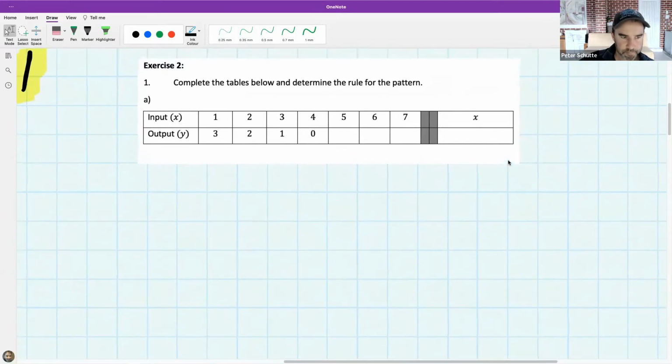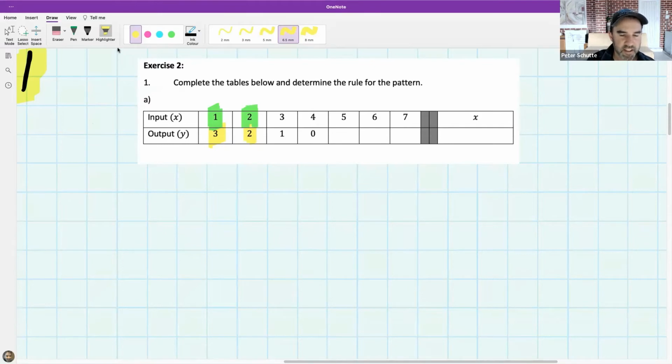Let's try it again. In the second one, what's going to happen is you are given a set of input-output pairs. So they're in a relationship. At the moment, if you put a 1 in this relationship, on the other side, a 3 will come out. Now, if you increase the input by 1 unit, then 2, you get 2 on the other side.